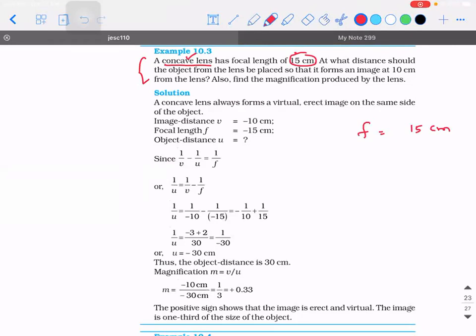Now recollect, convex lens, is it positive or negative? Sorry, concave lens, the focal length. Negative. I'm really sorry, concave lens, did I say it as converging lens? I'm really sorry, did I say that? It is diverging lens, sorry. Really sorry. So f is minus 15.